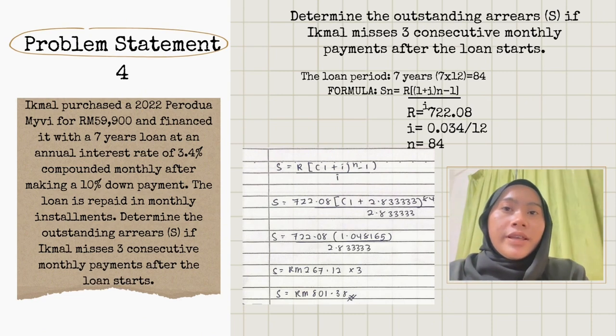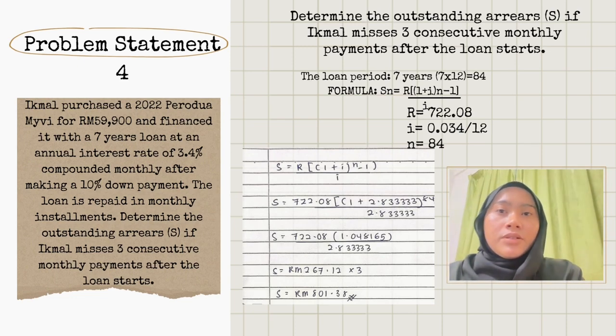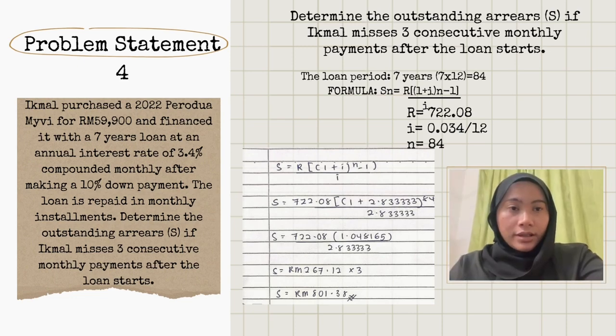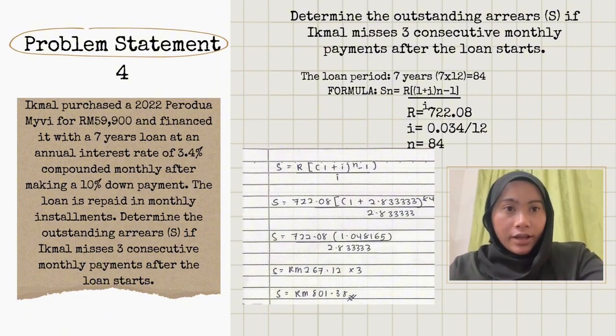278.12. But to find the missed 3 consecutive payments, you must multiply by 3. So you get the answer. Final answer S is 100.38 ringgit only.